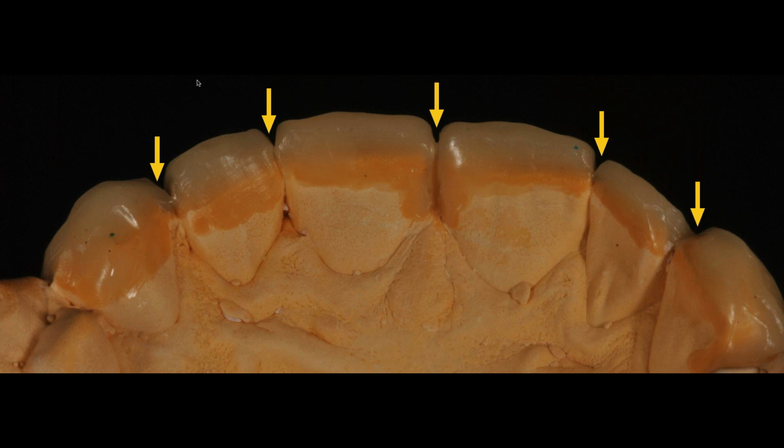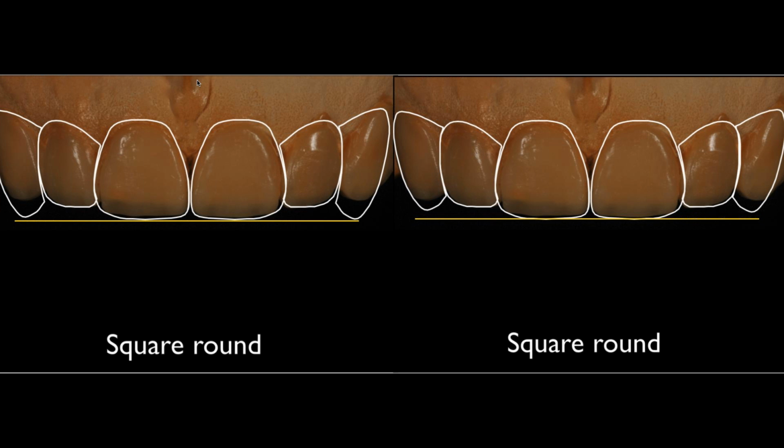But now we have a view of the embrasures, we have a view from the lingual so that we can show this to the patient as well. And all this was obtained initially when we did a digital smile design for this patient. And out of that digital smile design, we decided if we wanted square teeth, round teeth, the length of the teeth, the width of the teeth. Everything was designed in the digital smile design before we went to the wax.